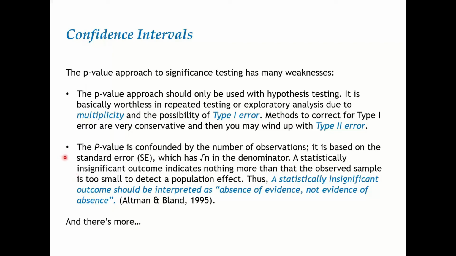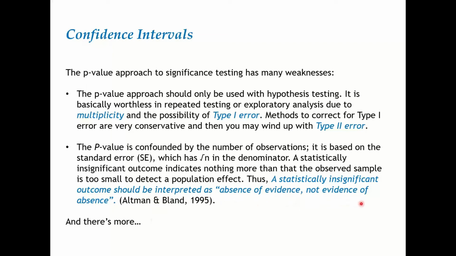Also, that p-value we talked about is confounded by the number of observations. The bigger your sample, the more likely you're going to get a low p-value, because it's throwing so much information in there, it's overpowering things. Also, a statistically insignificant outcome, meaning a p-value more than 0.05, indicates nothing more than that the observed sample may be too small to detect a population effect, or at least the effect that it saw. Altman and Bland said, and you probably hear this a lot, a statistically insignificant outcome should not be interpreted as absence of evidence.